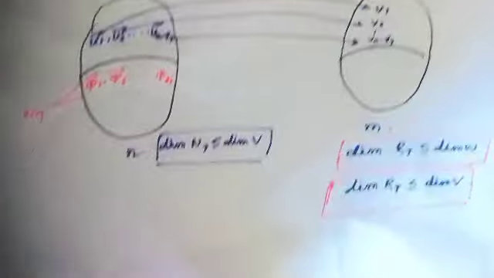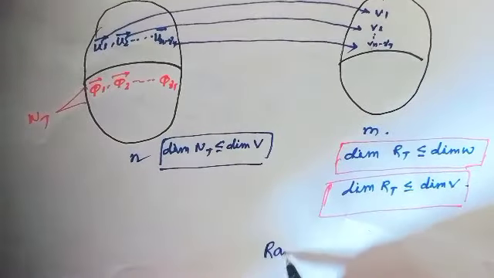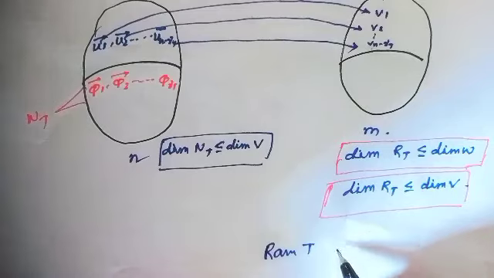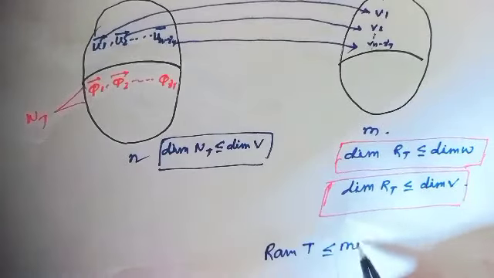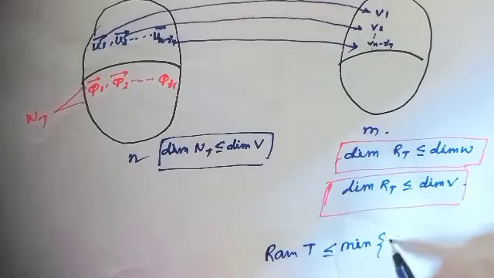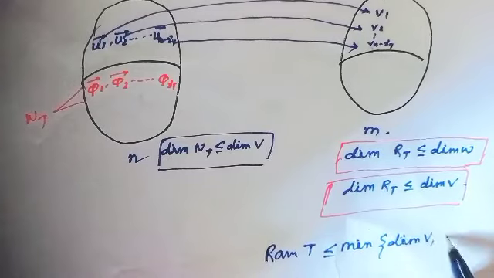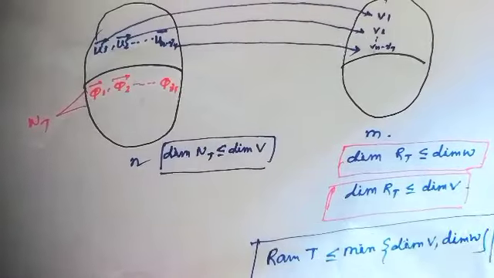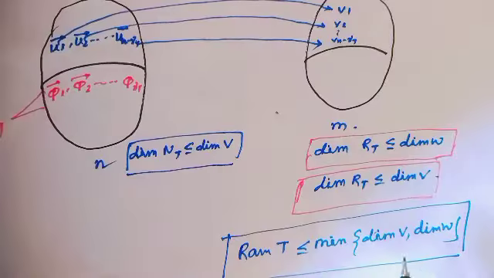Since rank T cannot exceed dimension V and dimension W, there exists a nice theorem. Rank T is always less than or equal to the minimum of dimension V and dimension W. And this theorem is more important for any competitive exam. Find rank of a linear transformation.